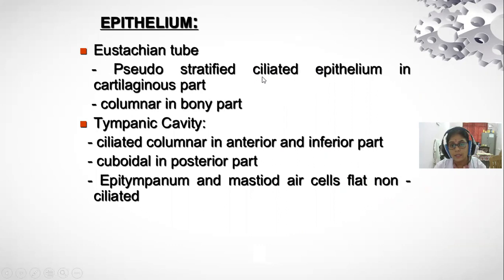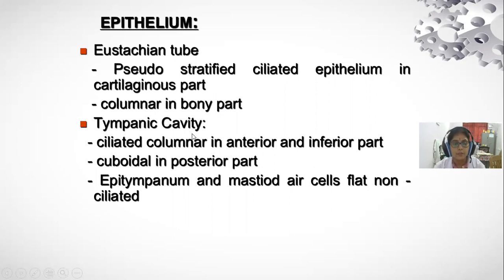So these cilia will help in cleansing the normal secretions which are produced in the middle ear, and they will be drained through the eustachian tube into the nasopharynx. So it helps in drainage as well as ventilation. The eustachian tube plays a very important role in ventilating the middle ear also.